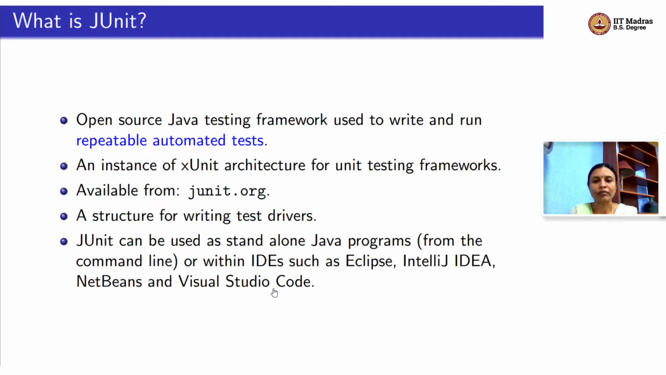It's an open source testing framework for Java. It can be used to write, design, and run automated tests, and this whole process can be repeated several times. We will specifically look at JUnit, but corresponding unit testing frameworks exist for several other programming languages. So JUnit is an instance of what we call an X-unit architecture. X could represent some other programming language instead of J for Java, and it represents a generic test execution automation framework for unit testing. JUnit is itself available as an open source tool from junit.org.